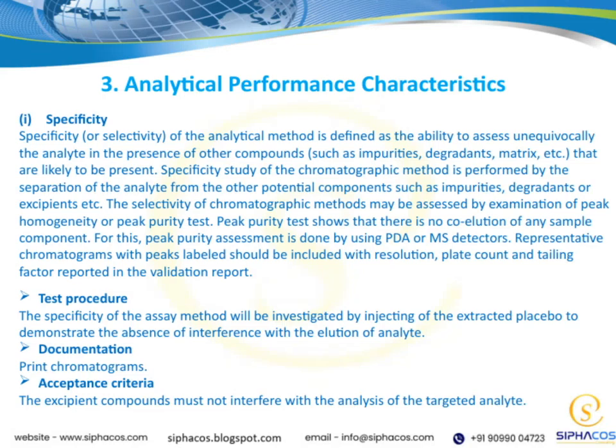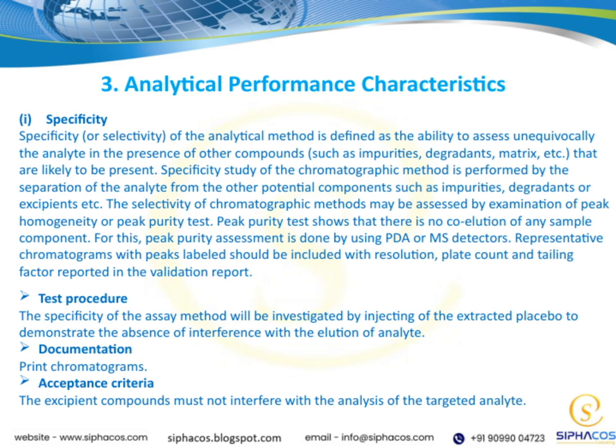Now, let's discuss the key aspects of analytical performance characteristics, starting with specificity. Specificity, or selectivity, refers to our method's ability to accurately identify our analyte even when other compounds are present. These could be impurities, degradants, or components from the matrix that might interfere. Ensuring specificity involves separating the analyte from these potential contaminants. We typically assess this through chromatographic separation, looking at the peaks for purity. A peak purity test helps us confirm that no other substances are co-eluting with our analyte. To do this, we often use detectors like PDA or MS.